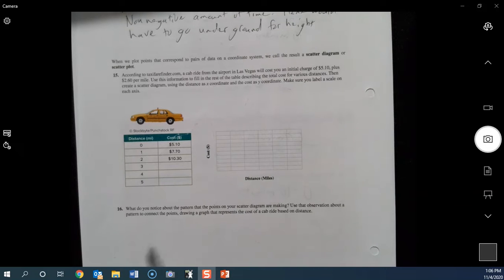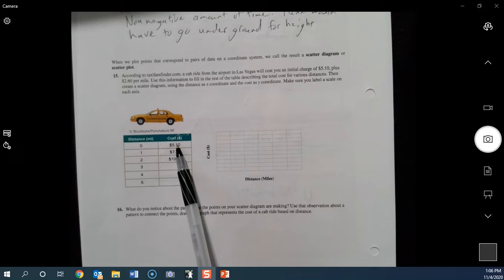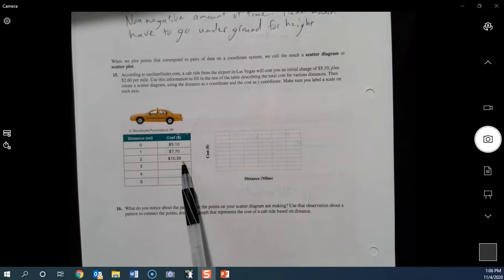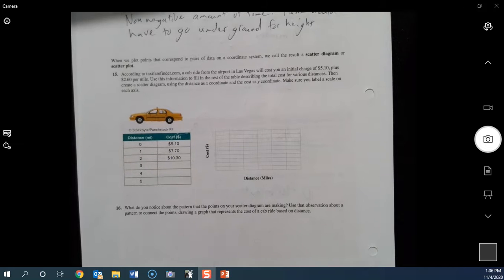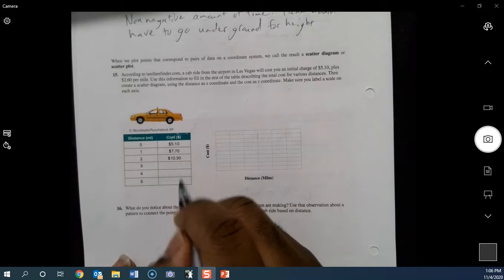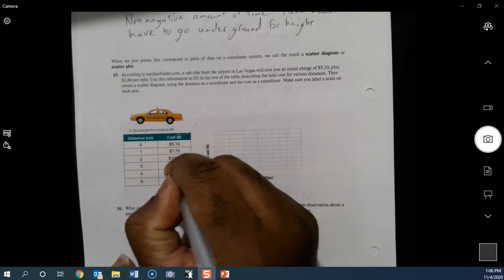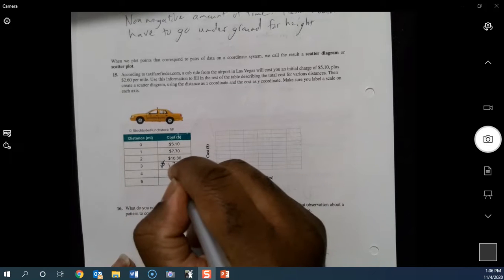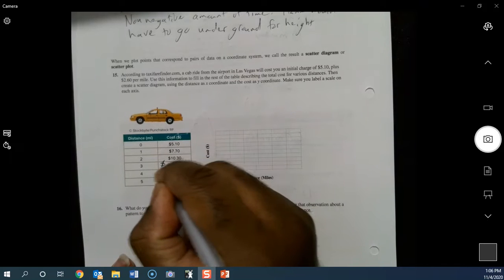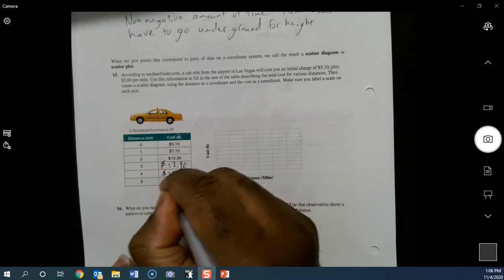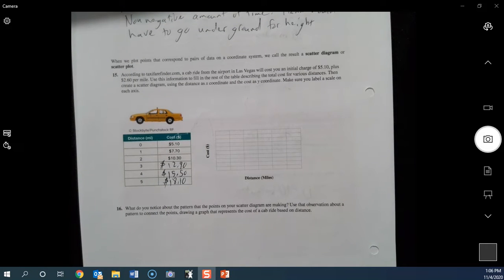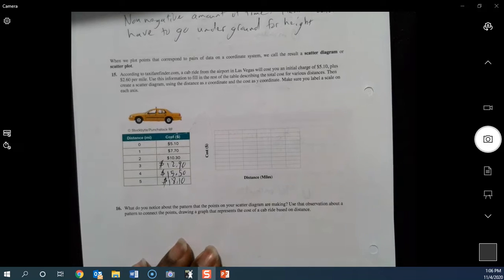Okay, now when we look here, you notice for 0 miles it went to $5.10. 1 mile is $7.70. So that means it went up $2.60. And then mile 2, it went up to $10.30, which is another $2.60. So we can assume that these will go up $2.60. So it'd be $12.90, $15.50, and then finally $18.10 if we keep adding on $2.60.